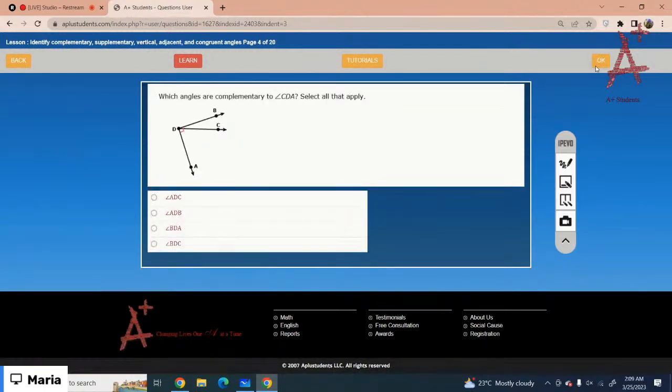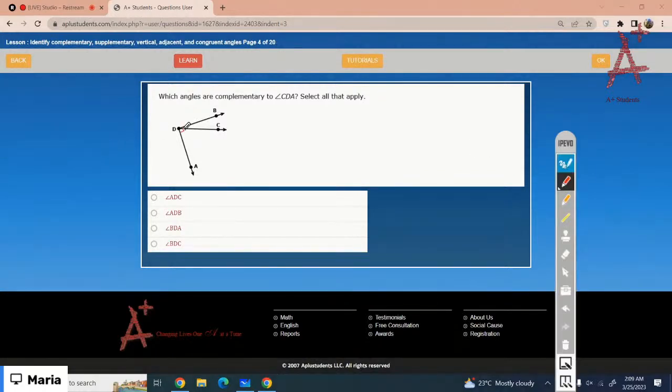Okay. Which angles are complementary to angle CDA? Complementary angles are the angles that make a sum equal to 90 degrees. Got it? So to make a 90-degree angle, you need to add BDC. Got it? So together they make 90 degrees. So the complementary angle is BDC. The last option is the correct option. Got it? It would be angle BDC.